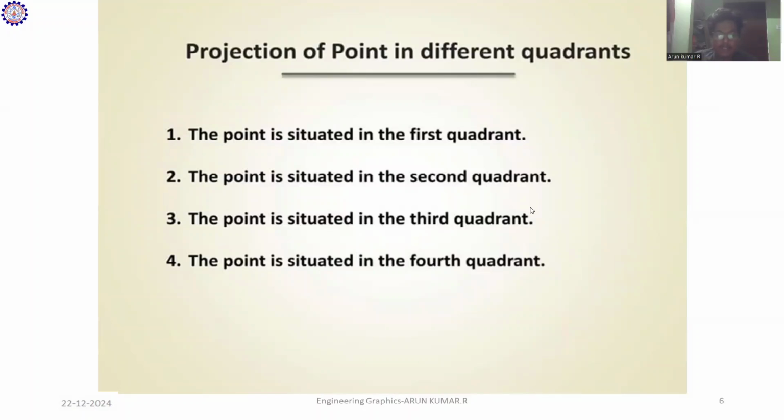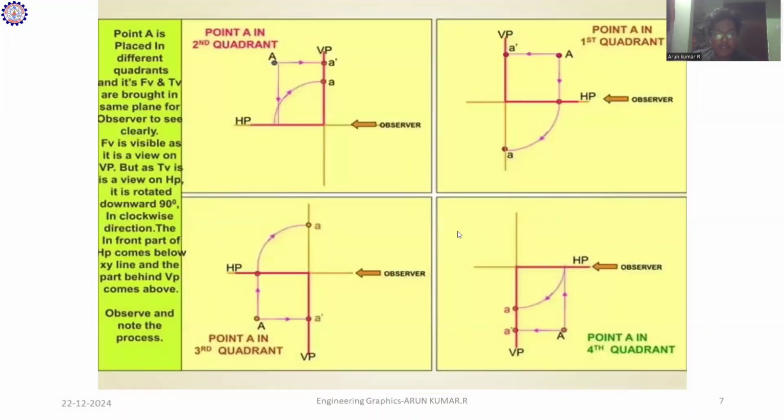The point is situated in the first quadrant. The point is situated in the second quadrant. The point is situated in the third quadrant. Similarly, the point is situated in the fourth quadrant. These are the cases we will discuss based on the conditions whenever you are solving the problem: first quadrant, second quadrant, third quadrant, and fourth quadrant.